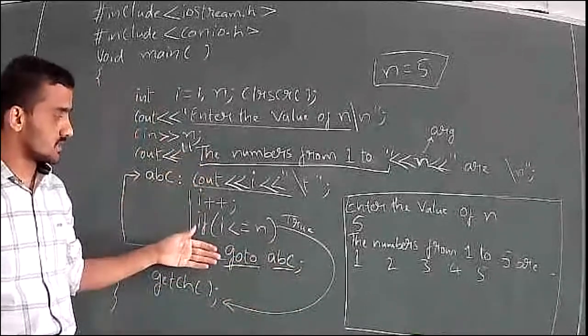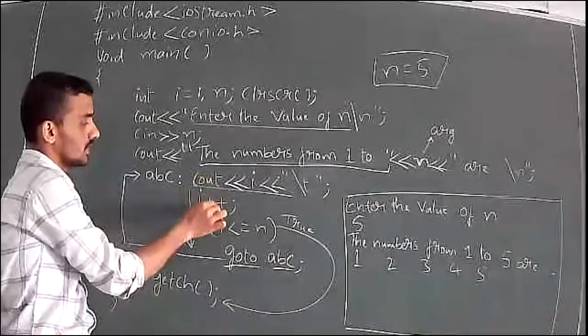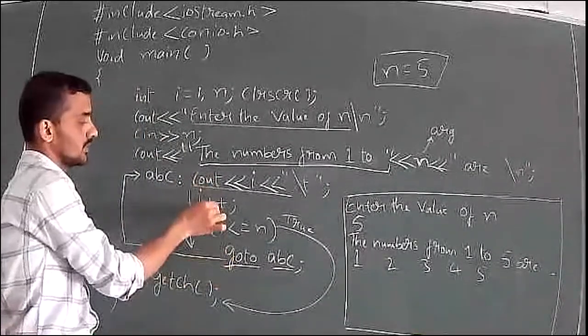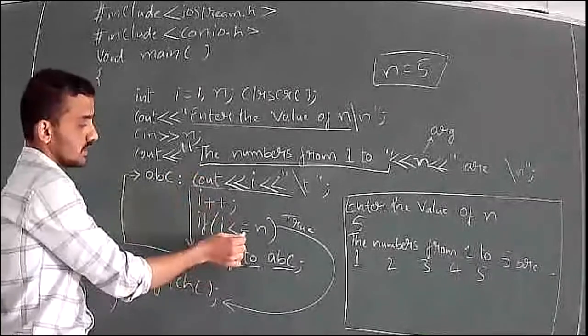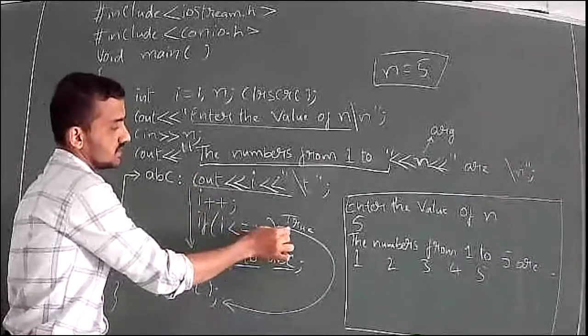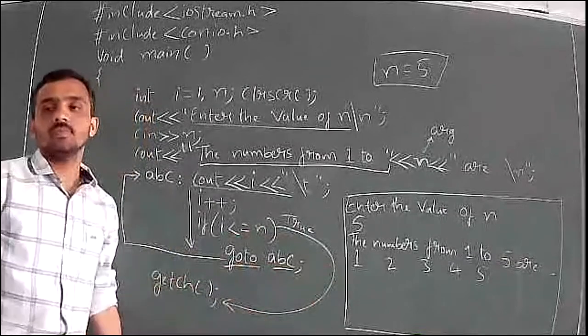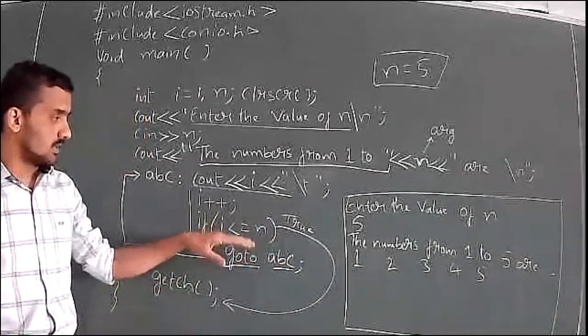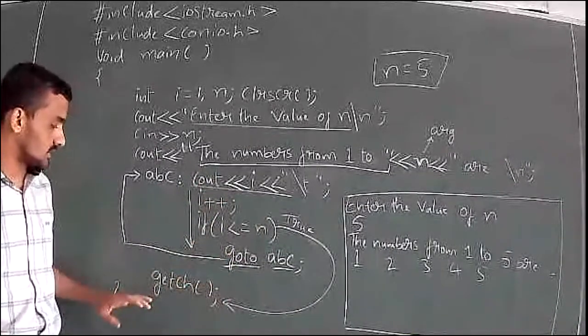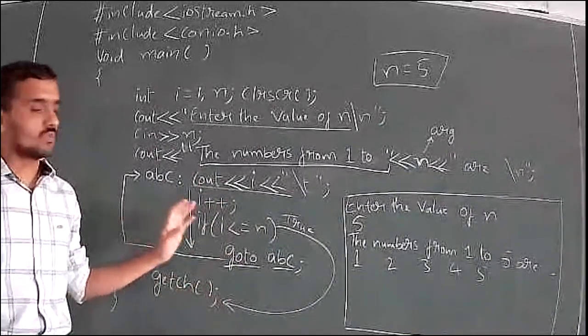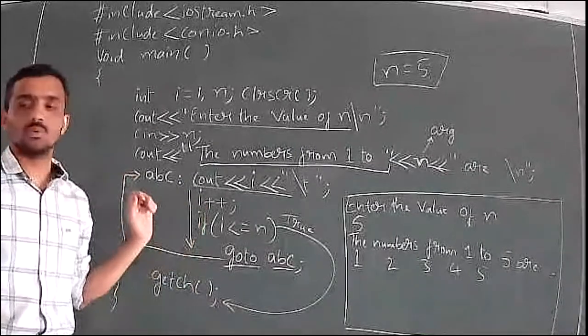Those statements are executed in sequence: printf, i++, condition, goto. This process is repeated until this condition becomes false, and once it does, we come out of it as if it is a loop. Then the getch function is executed, which is the end of the program. Now we will see this program on the computer. We'll share the screen.